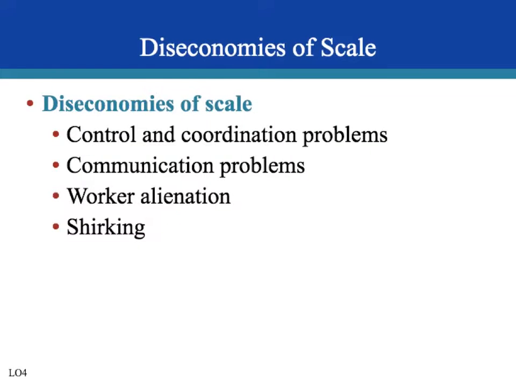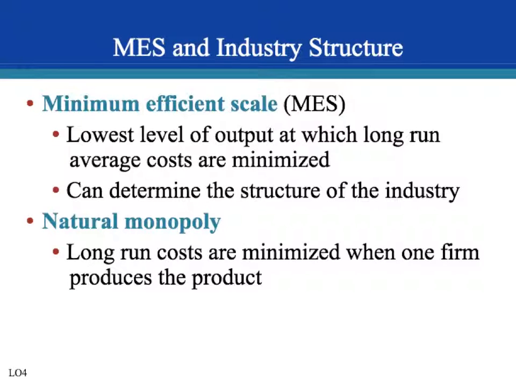In the next few chapters, we're going to look at market structure, and minimum efficient scale can help determine what market structure we're in. Minimum efficient scale is simply the lowest level of output at which a firm minimizes their long run average costs.